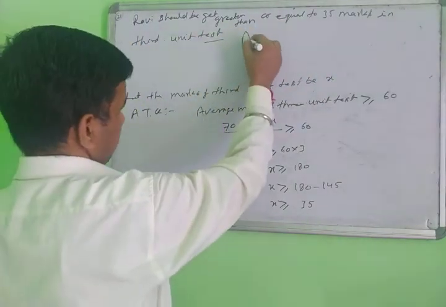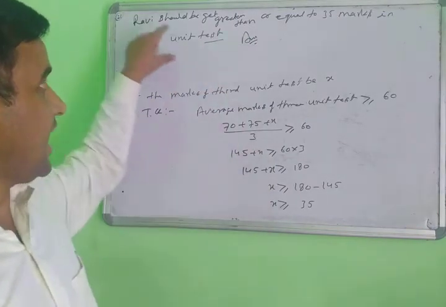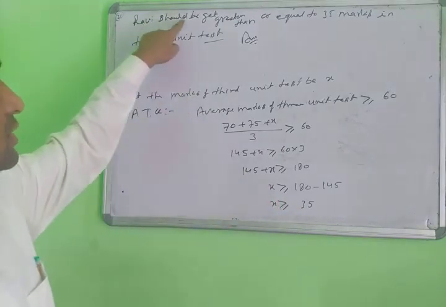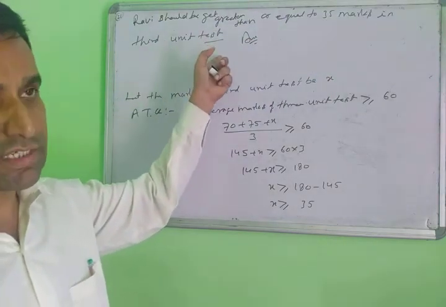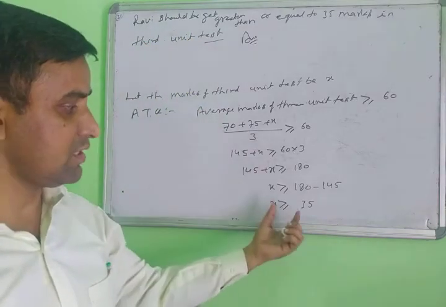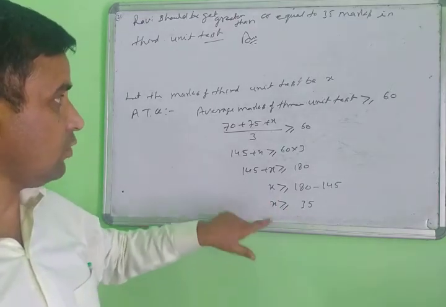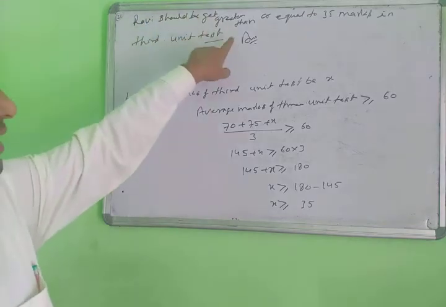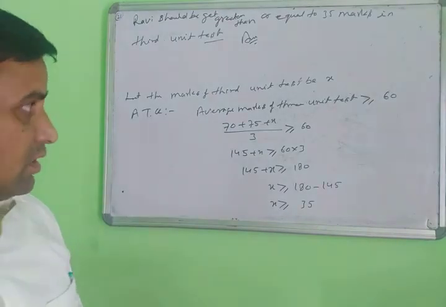But this is your final answer. If you write only up to this step and leave it, then half marks will be deducted. You must explain what this X means: that Ravi should get greater than or equal to 35 marks in the third unit test. If you write this step, then you will get the full marks. Otherwise, if you leave the answer in the earlier step, half marks will be deducted. Be very careful. Write the complete answer: Ravi should get greater than or equal to 35 marks in the third unit test. This is your final answer.